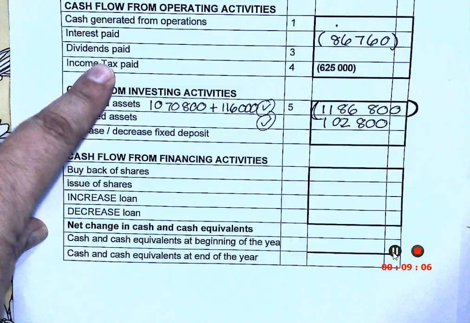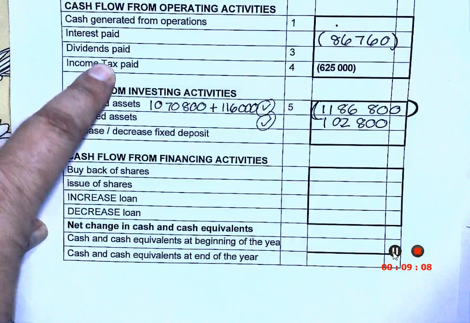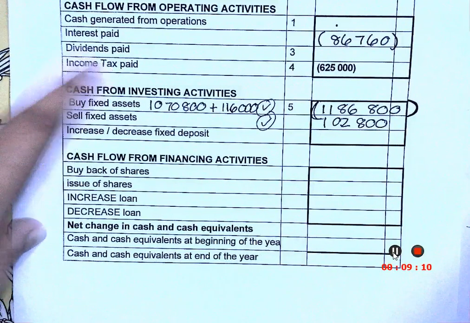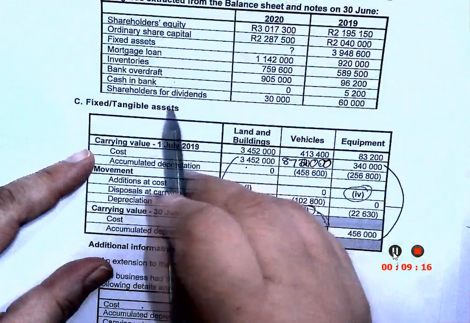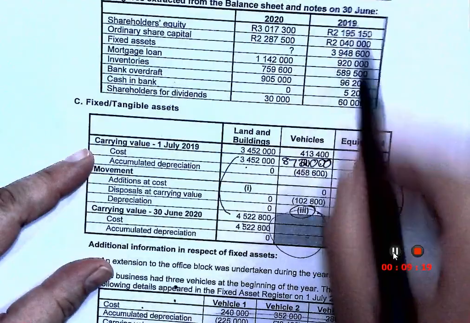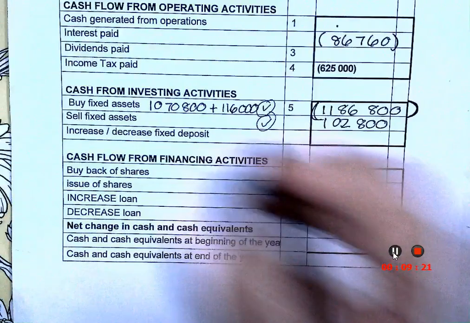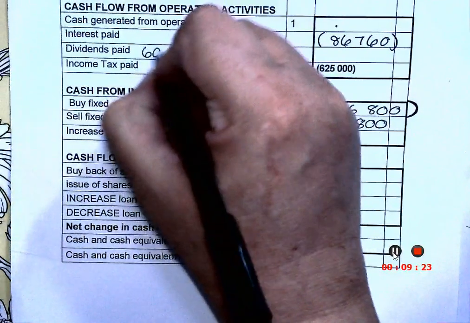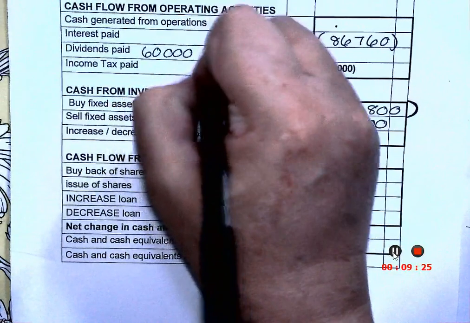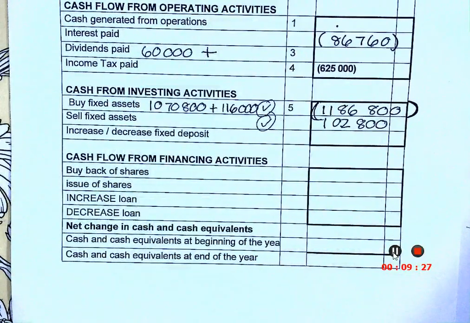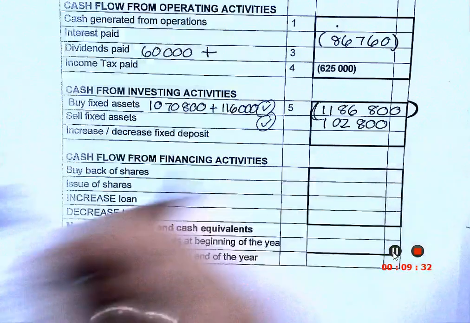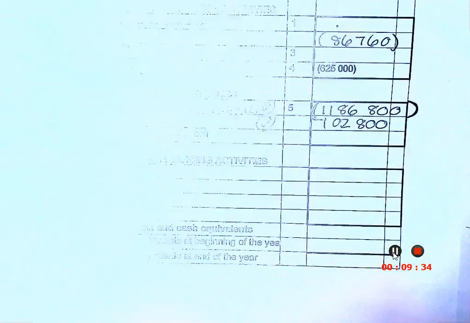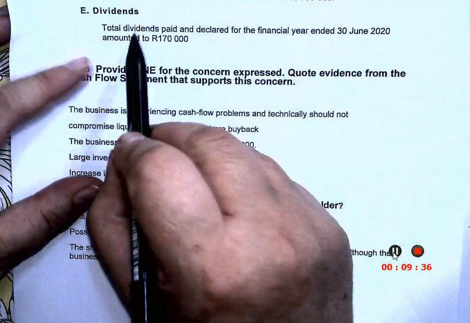All right. Dividends paid. What am I looking for? The opening balance of shareholders. So I go look. Where's shareholders? Here's shareholders. The opening balance is the old year, 60,000. What am I looking for? The interim dividend. Right? So now let's see. Did they give me any information on interim dividends? And here I see they give me the total dividends.